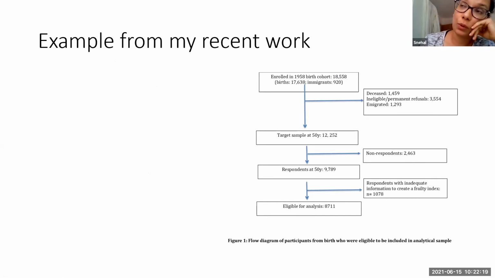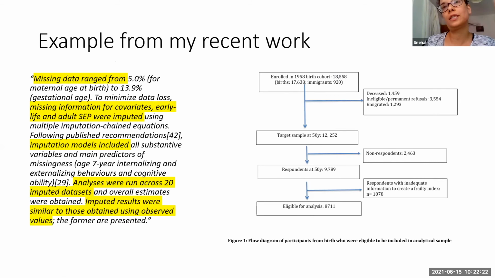And then in the text, when we talked about missing data, we used this kind of language. So we talked about missing data ranged from blah to blah. So we're talking about the range of the missing data. And then we say what we've imputed, what had missing data that we were using multiple imputation to fill in. So we talked about missing information for covariates, early life and adult SEP were imputed. Basically our covariates, early life SEP was our exposure of interest, and adult SEP in this case was our mediator. Okay.